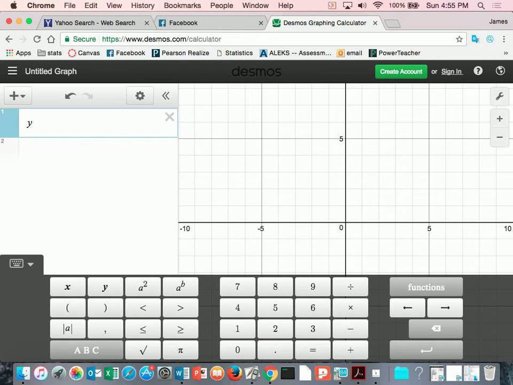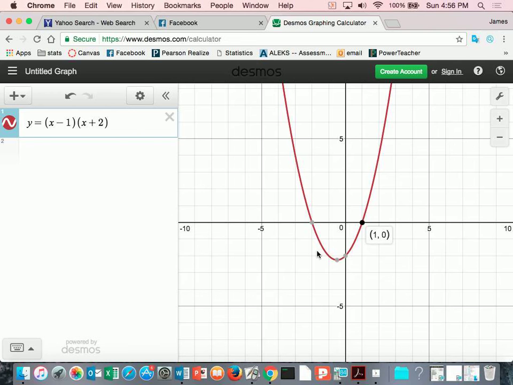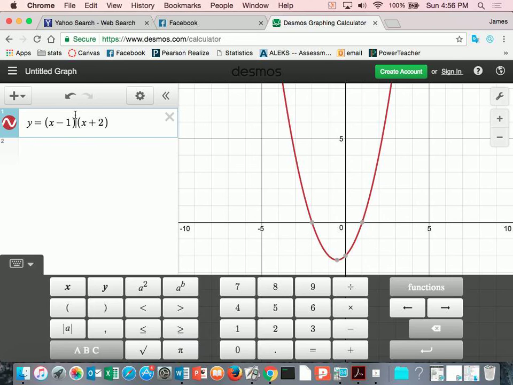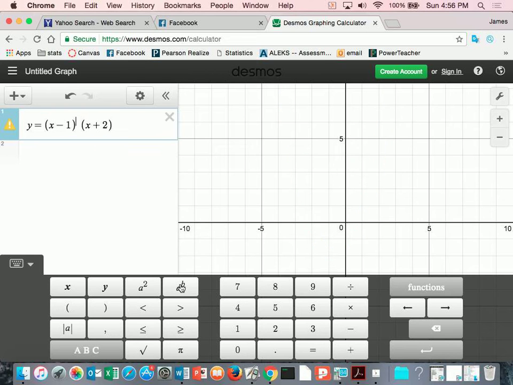So let's go y equals x minus 1. We can see that it crosses at 1. Now this is not a curve, so let's put in another factor so it is a curve. Let's go x plus 2. So it has intercepts at 1, 0 and -2, 0. But the question is, what happens when we take this to a power? So let's put a 2 there.